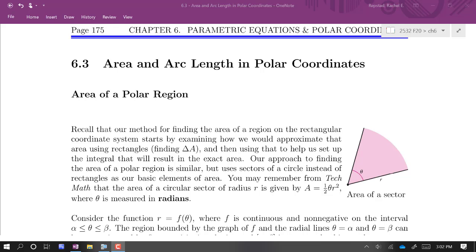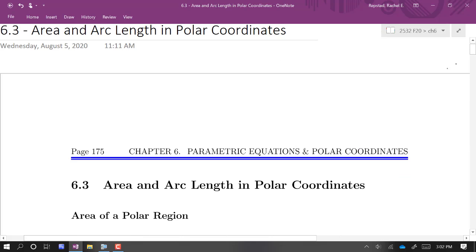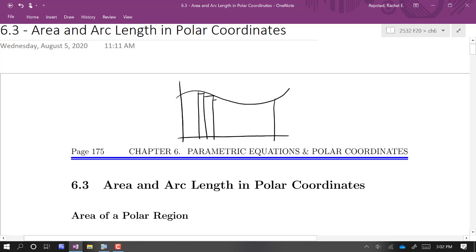So if you think back to Calc 1, when we were first learning about finding the area under a curve, and this was a regular old y equals f of x kind of rectangular coordinates curve. The way that we approached it, we said, oh, look, I can approximate it. I'm going to find all these rectangles, and we get pretty good approximations. Right now I'm drawing inscribed rectangles.